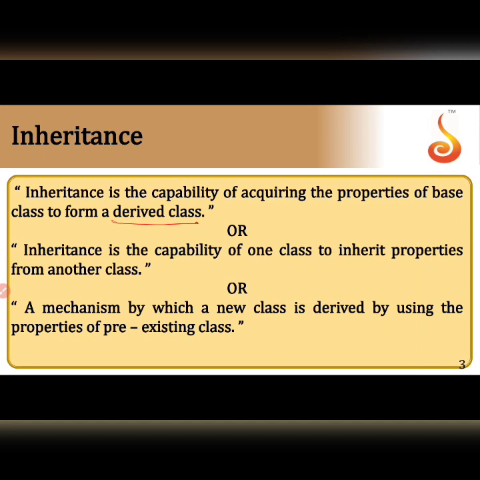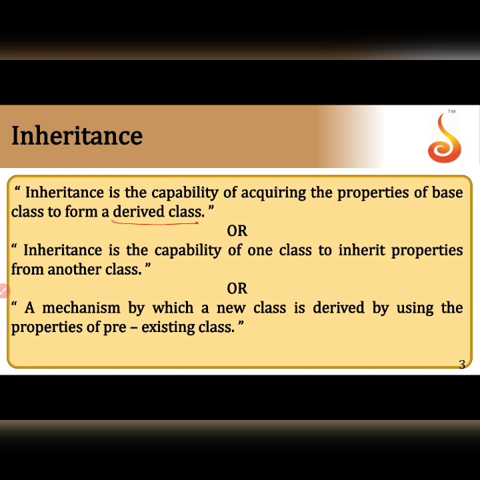That is, it will have some existing features, and to that I will add something new. That is called inheritance. That is acquiring the properties. So you will get the properties which are already there, and you can add your own properties to create something new. So inheritance is the capability of acquiring the properties of a base class to form a derived class.